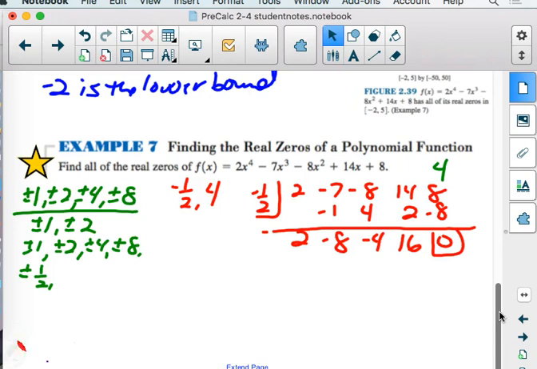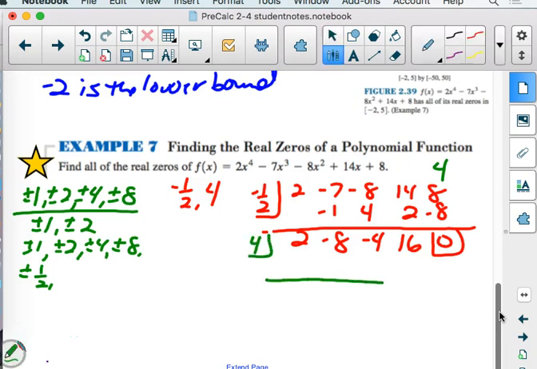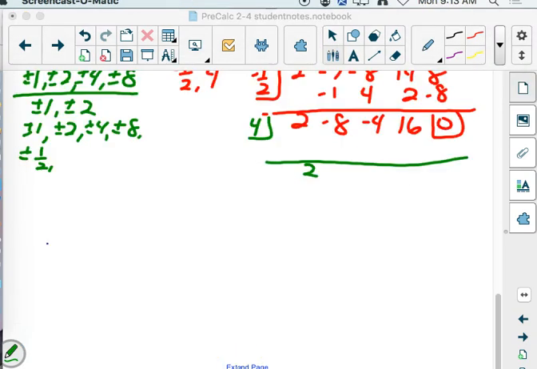Then, because it worked, I need to keep going. Because remember, I'm missing a couple of zeros here, and I want to be able to find them, so I'm not going to start over. I'm going to keep going with what I have. Bring down that 2 as the leading coefficient. Outside the box, multiply. Inside the box, add. Outside the box, multiply. Inside the box, add. Outside the box, multiply. Inside the box, add. Whew. The 2 that the calculator told us definitely worked.